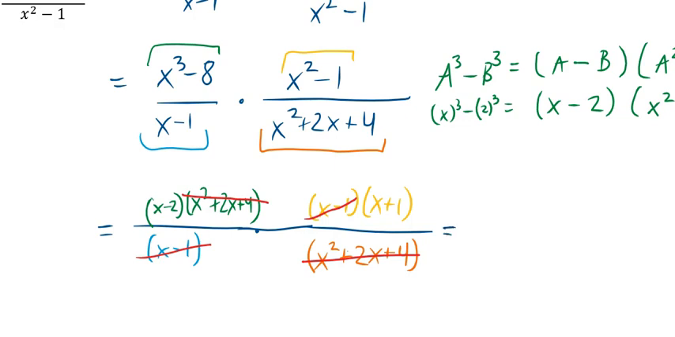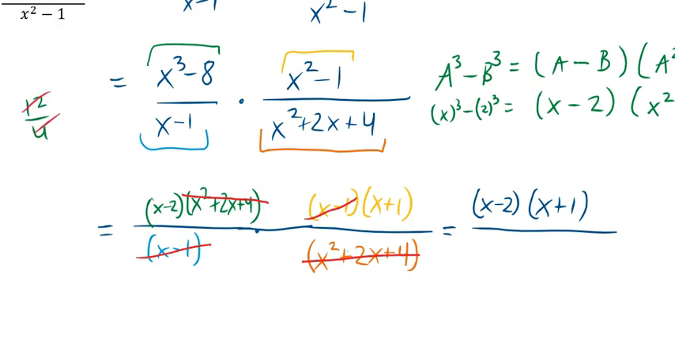What I'm left with, on top I have x minus 2 times x plus 1. On bottom I have nothing. When I cancel out in a fraction, and I realize that I'm left with nothing, it's really left with a 1. So what I really have is a 1 on bottom, but of course divide by 1 doesn't need to be written. I could just write this. When it's divided by 1, I don't write it. Like 12 over 4, I don't turn it into 3 over 1, I just call it 3.